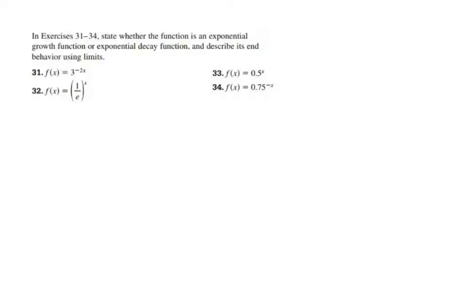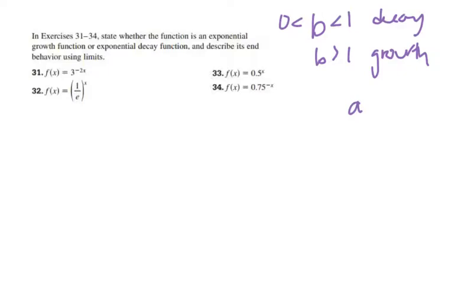So remember that the only way that you would know if it's growth or decay is if your b value is between 0 and 1, or if your b value is greater than 1. This is going to be your decay, and this is your growth for the format of a b to the x. So taking a look at our b value here, 3 says that this is going to be growth. 1 over e is like 1 over 2-ish, so that's between 0 and 1. So that's going to be decay.